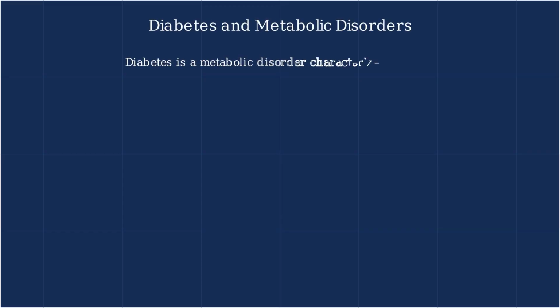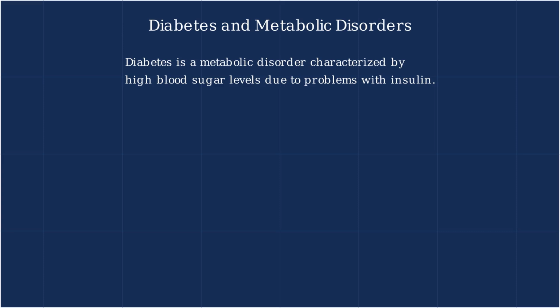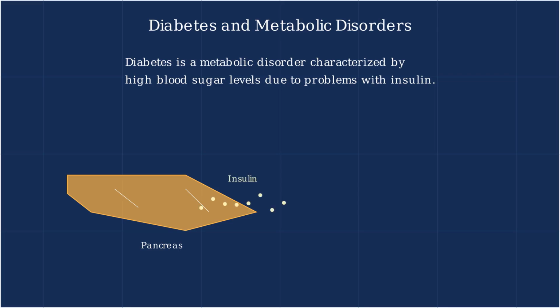Diabetes is a metabolic disorder characterized by high blood sugar levels. This occurs when the body either doesn't produce enough insulin or can't effectively use the insulin it produces. Insulin, produced by the pancreas, is critical for regulating blood sugar. It allows cells to take in glucose from the bloodstream and use it for energy.